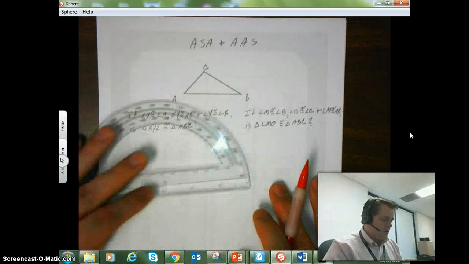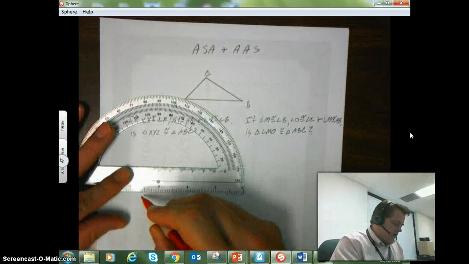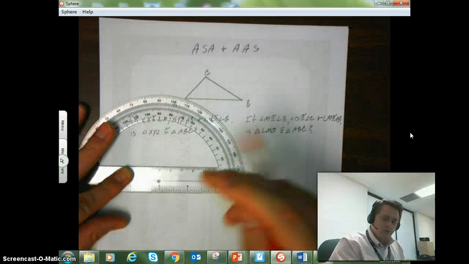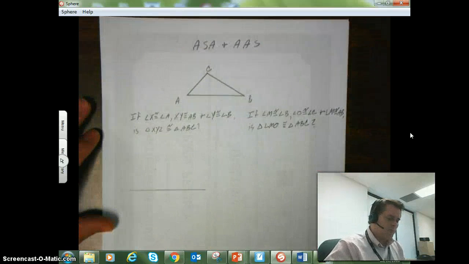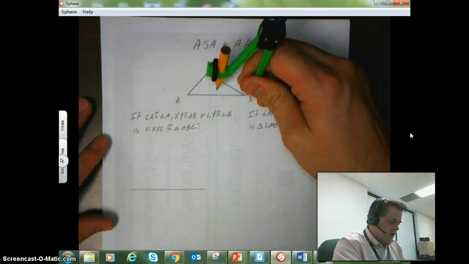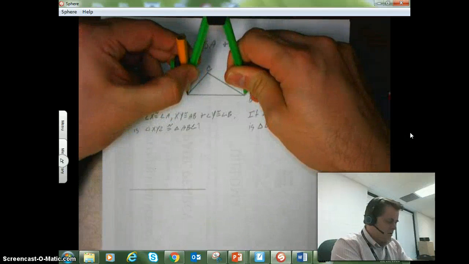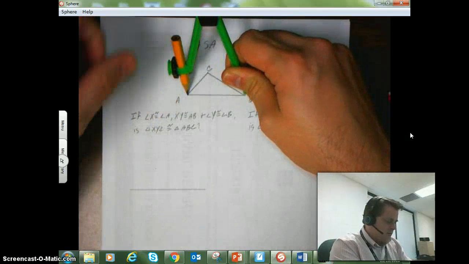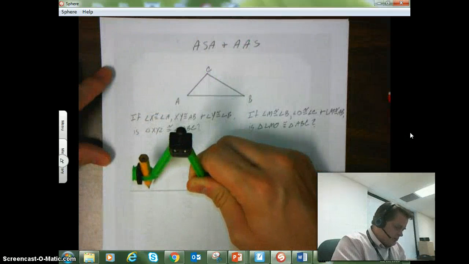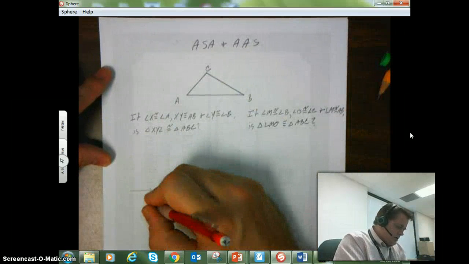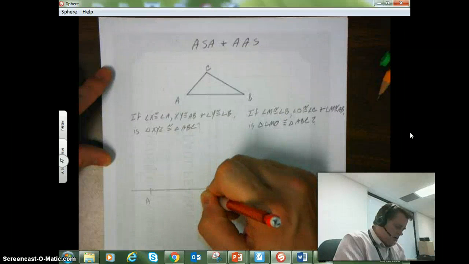So let's see. We'll begin by constructing a segment. I'm just drawing a line, not measuring it in a particular way. And with my compass, I'm going to measure the length of AB, because we always have to have some kind of a side to be able to draw an angle anyway. So here is AB.